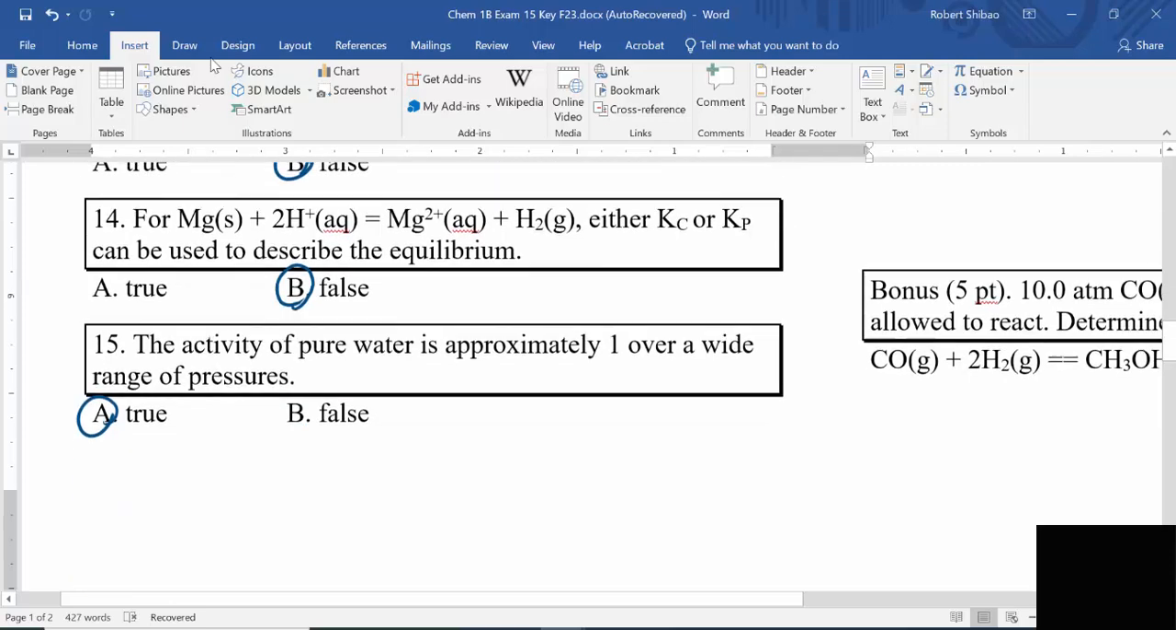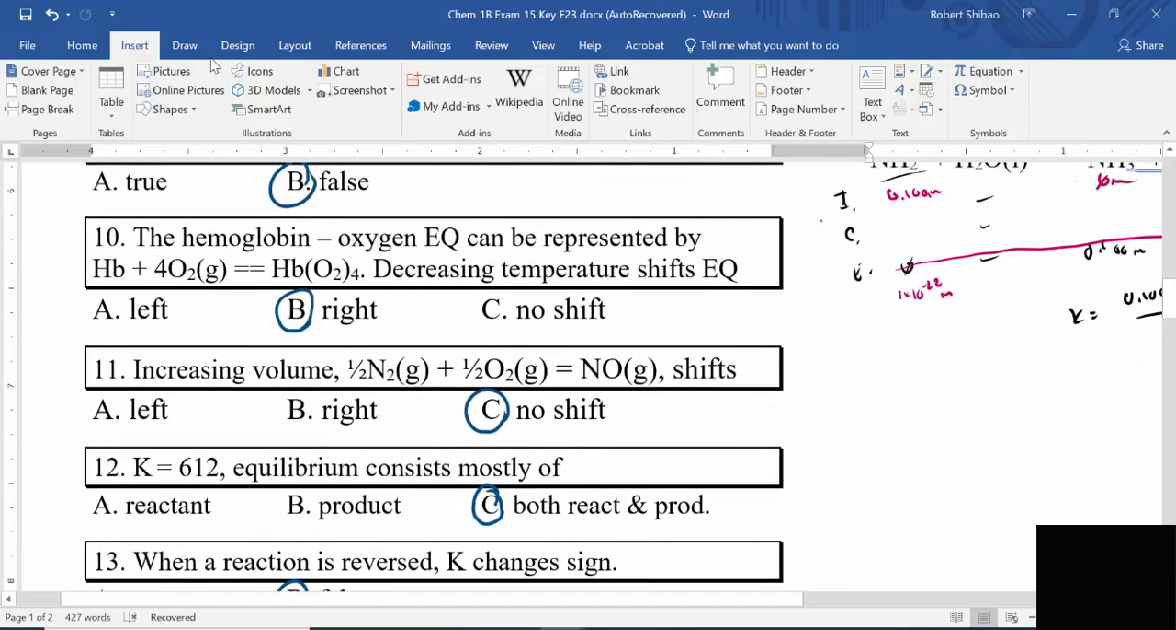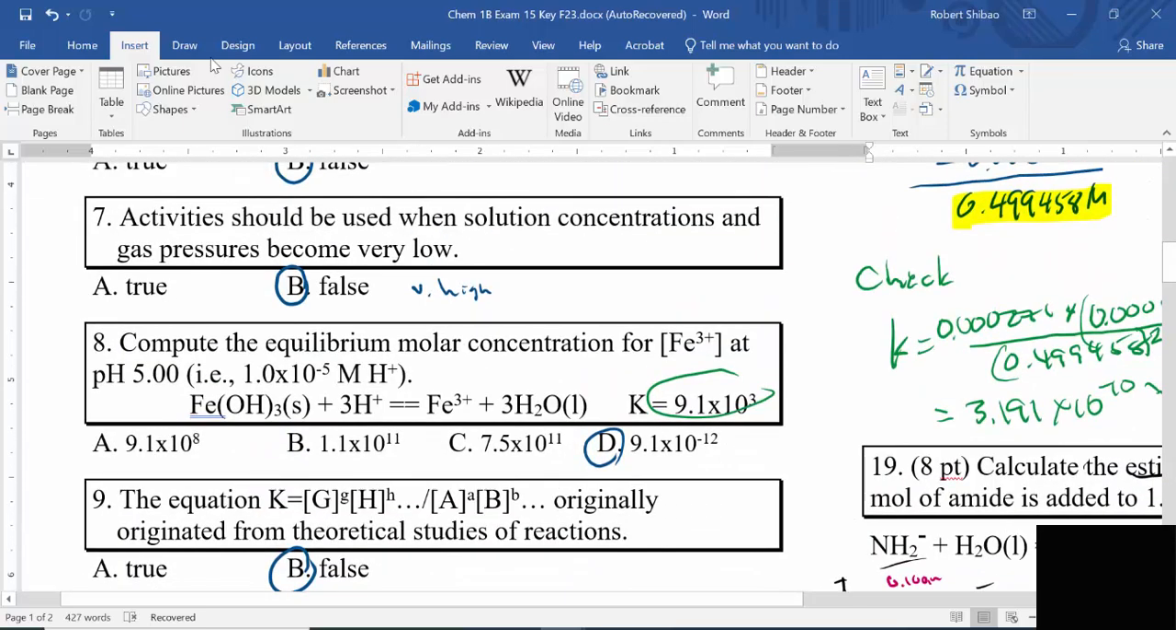If I have something like this, 9.1 times 10 to the 3, I'd reset this to the right. That wouldn't be a problem. For this particular problem, though, we didn't have to do it because they gave us the equilibrium concentration already, here, the H plus.